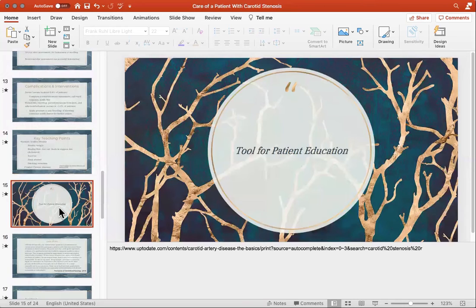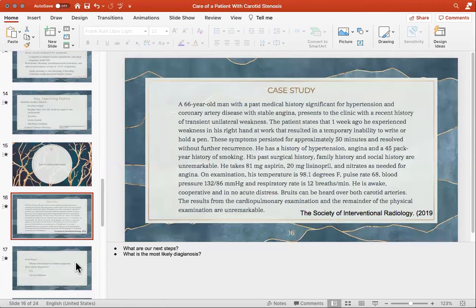I've attached here a little worksheet that you can give your patients to help them better understand carotid stenosis. And now we will be working on a case study. So if you want to pause this, you can read it. I'm also going to read it out loud right now.